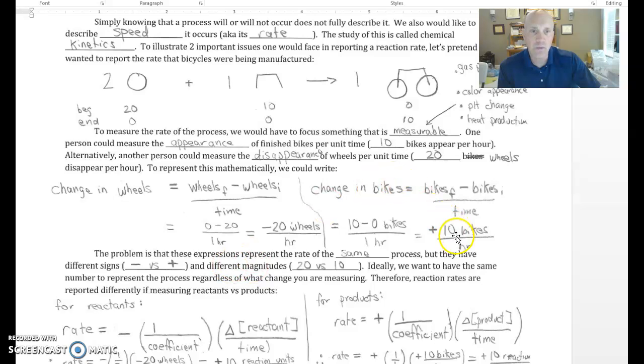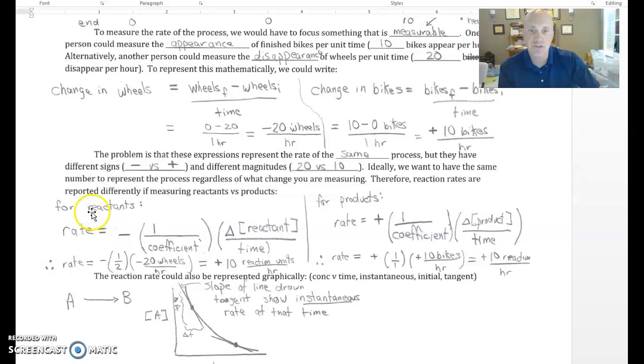All right. So the thing is, we want to be able to give one number, one expression for how fast this process is occurring. We shouldn't get different numbers and different signs just because in one case I chose to use the production of a product as my way of measuring it, and in another case I used disappearance of a starting material.